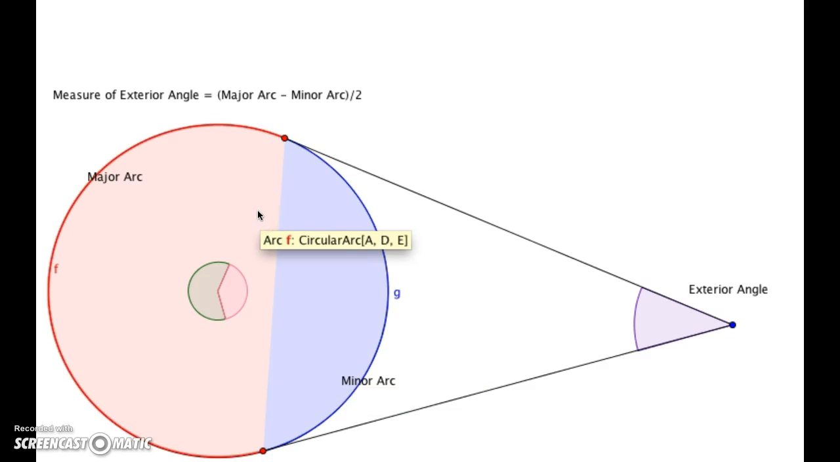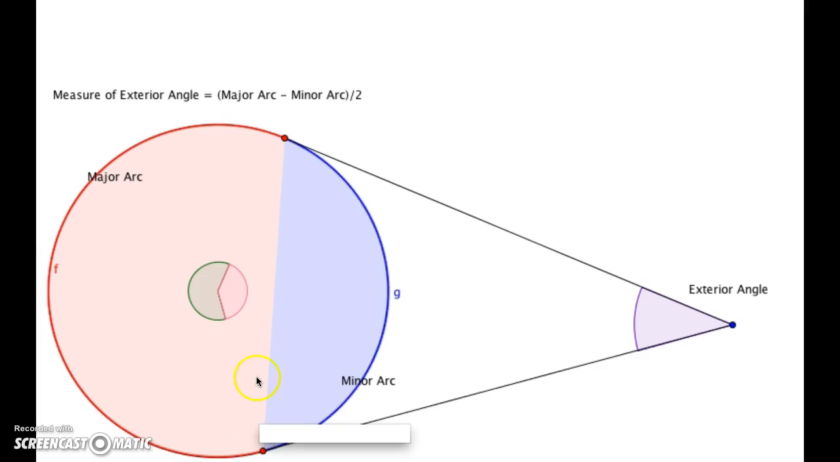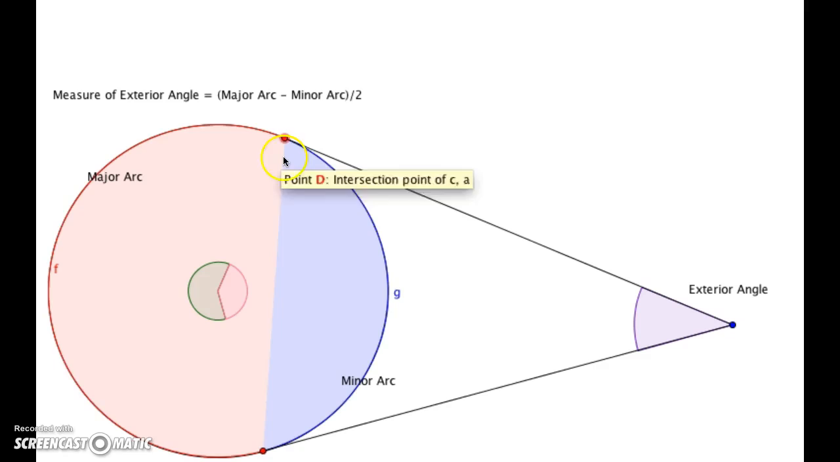Well, we know that when the angle is in degrees, the measure of the arc that the angle subtends is the same measure as the angle. So here I already have the angles made, and this green one is the angle that subtends the major arc. So from there to there, and then it goes all the way around. And then the pink one is the angle that subtends the minor arc.